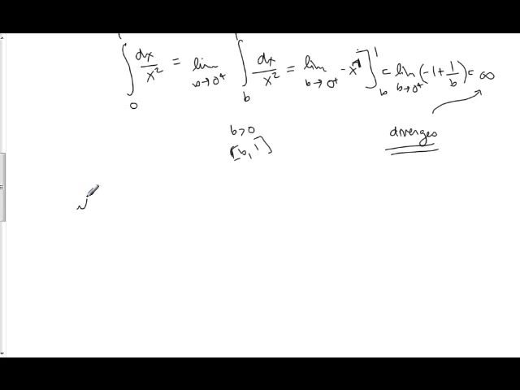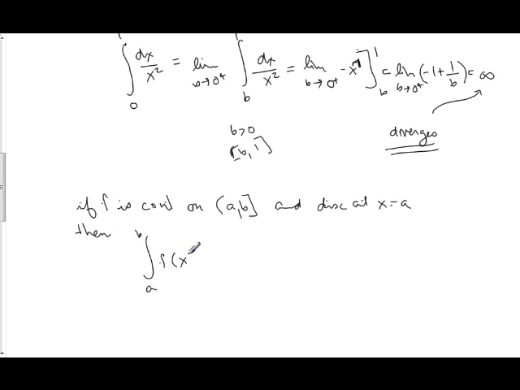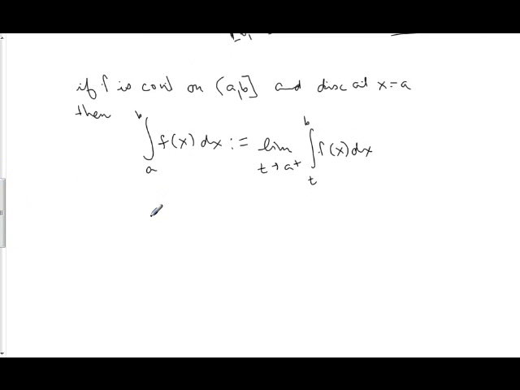The general situation, if f is continuous on the open interval from A to B and discontinuous at x equals A, then the integral from A to B, f of x dx, is defined to be the limit as t goes to A from the positive side of the integral from t to B, f of x dx, if that converges, if that limit is finite. Otherwise, we say it diverges.